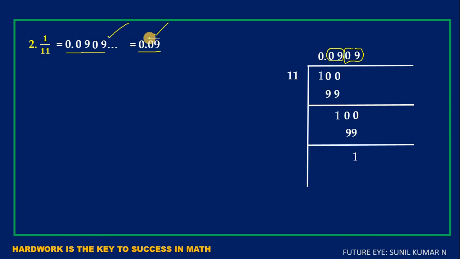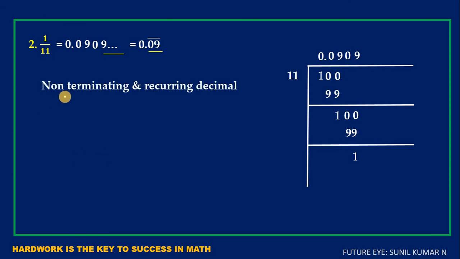Children, as I said, whenever a bar is present, you have to understand that those digits will be repeated continuously. Now you tell me which kind of decimal it is. Is it terminating? No, it's not terminating, hence it is non-terminating. Are the same digits repeating? Yes, 09 is repeating, hence it is an example of a non-terminating and recurring decimal.